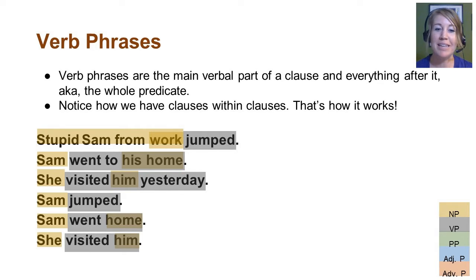She visited him yesterday. Sam jumped. Sam went home. Sam visited, or she visited him. Those are all examples, again, of how our verb phrase might hold a noun phrase. And you're going to come to see that we can have prepositional phrases inside our verb phrases, things like that. But hopefully the color coding is working for you and you're following it.